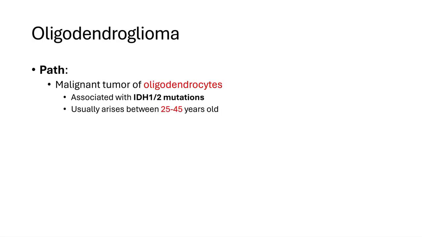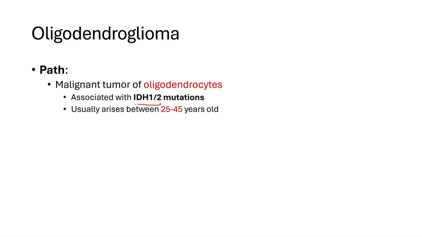The next one we'll talk about is Oligodendroglioma. This is a malignant tumor of oligodendrocytes, which are glial cells in the central nervous system that produce myelin to help nerve signals travel faster. This is highly associated with IDH1 and 2 mutations. So nearly all oligodendrogliomas have mutations in IDH1 or IDH2.